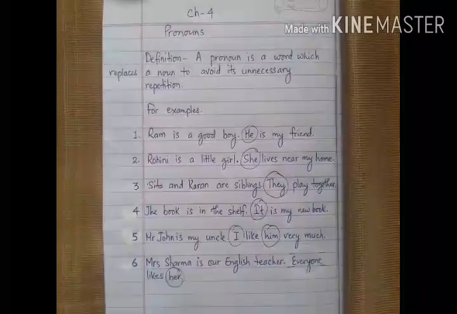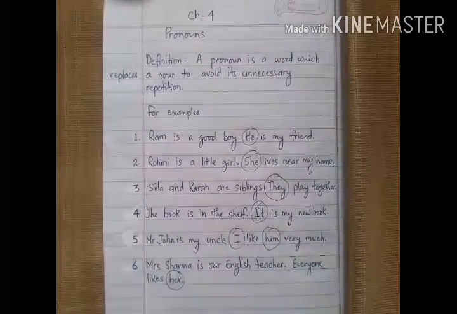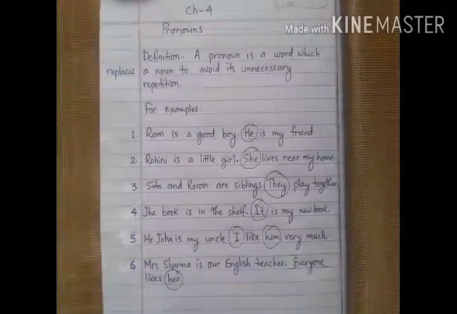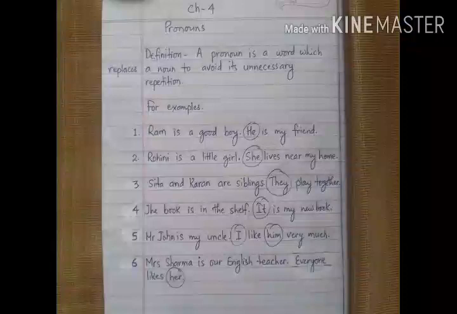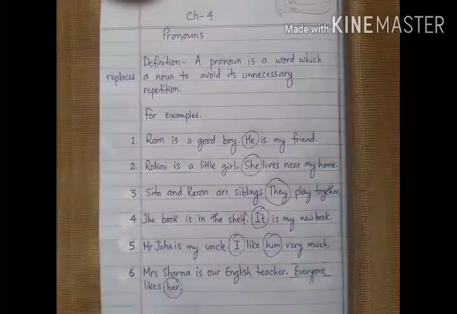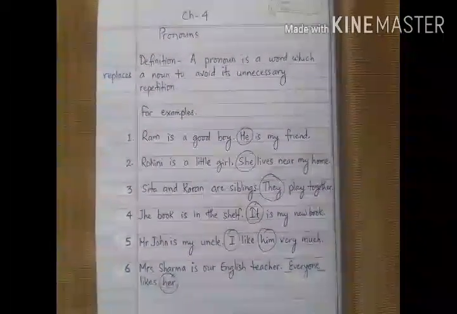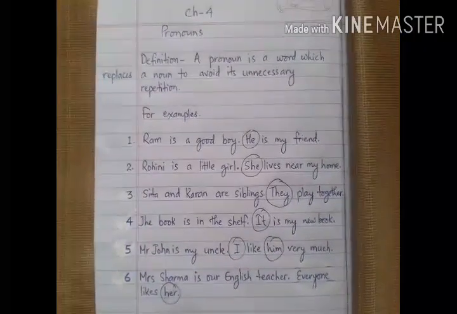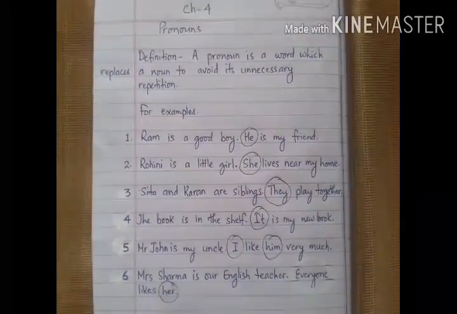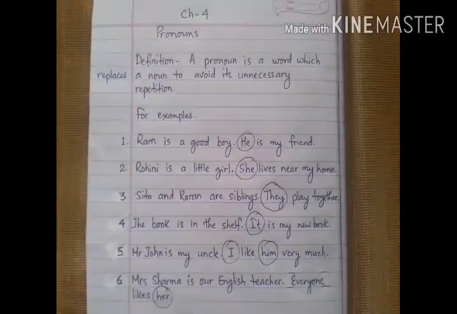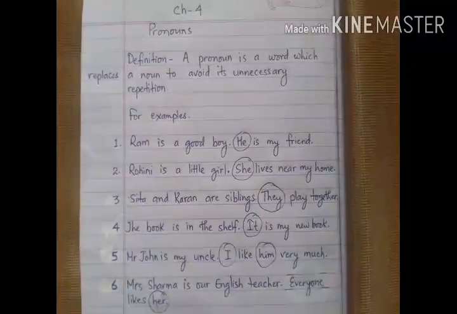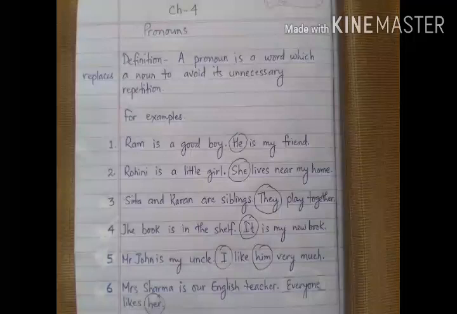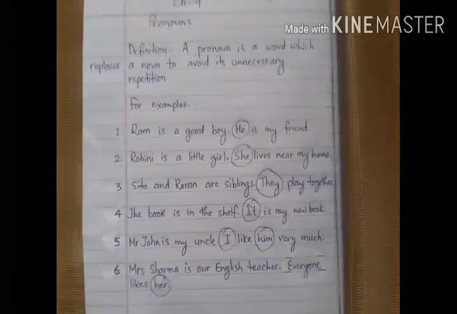Because when we repeat the same nouns, when we write something about them in a sentence, in a passage or in a story, it doesn't sound good. So to sound good, we avoid using nouns frequently, and in place of those nouns we use other words, and those words are called pronouns.